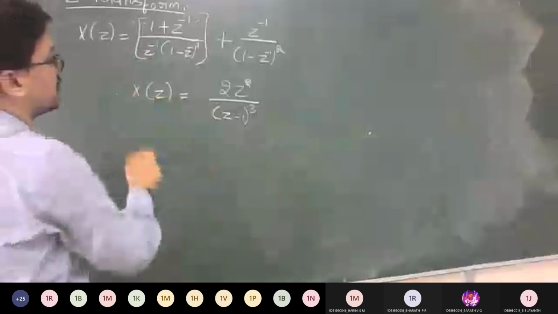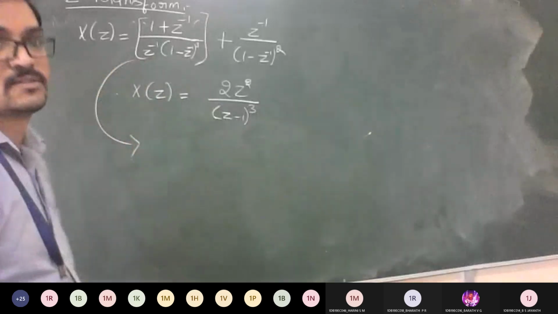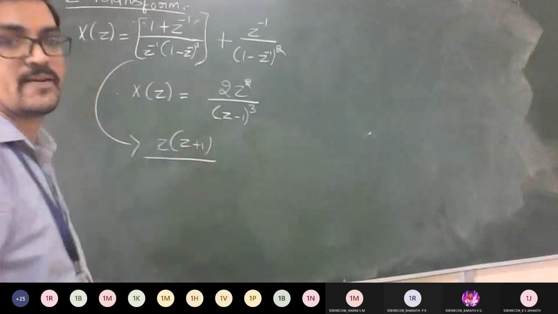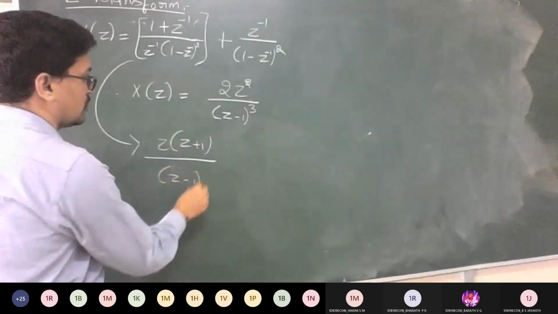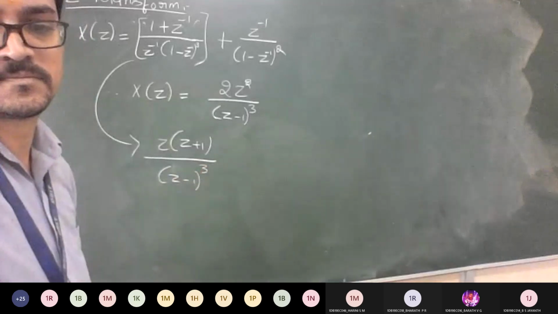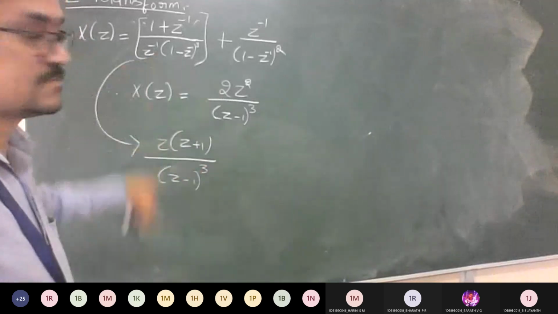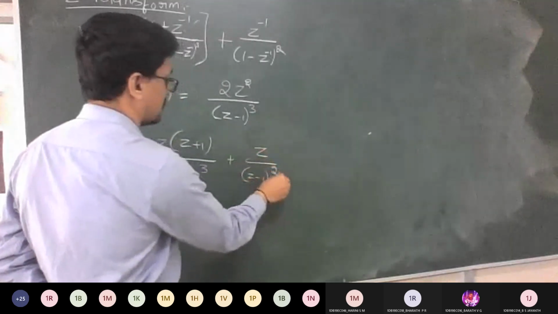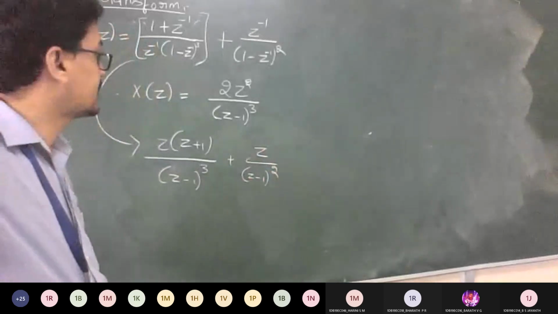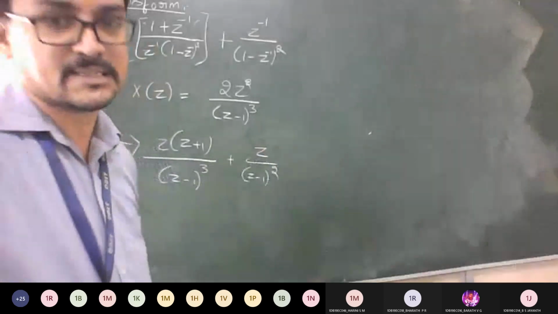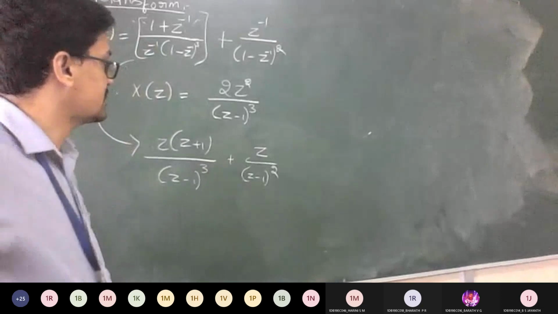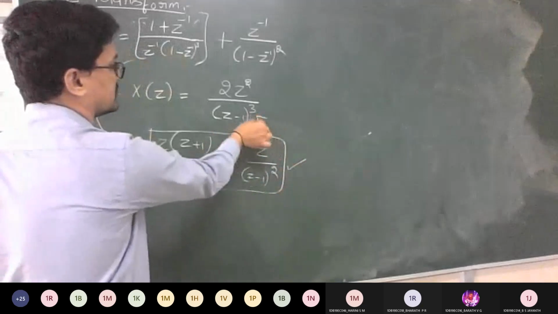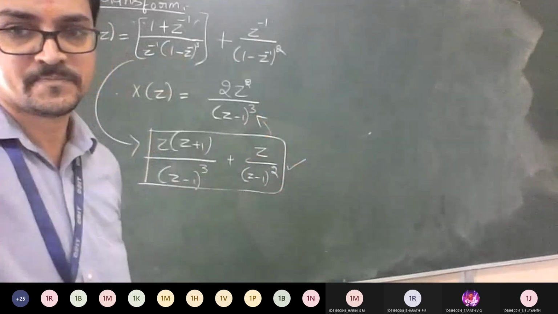So what is the answer if this is in the form of Z? Is it Z into Z plus 1 divided by Z minus 1 whole cube? So this side is the answer. If you add this with Z divided by Z minus 1 whole square, you are going to get 2Z square divided by Z minus 1 whole cube. So these are the two individual answers. If you convert to Z and add these two, you are going to get this answer. Just verify once and tell me, is it right or wrong?